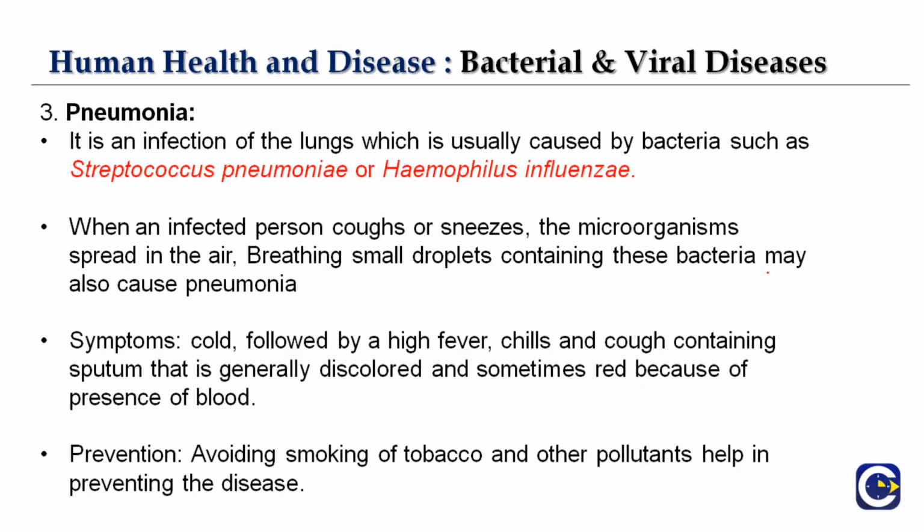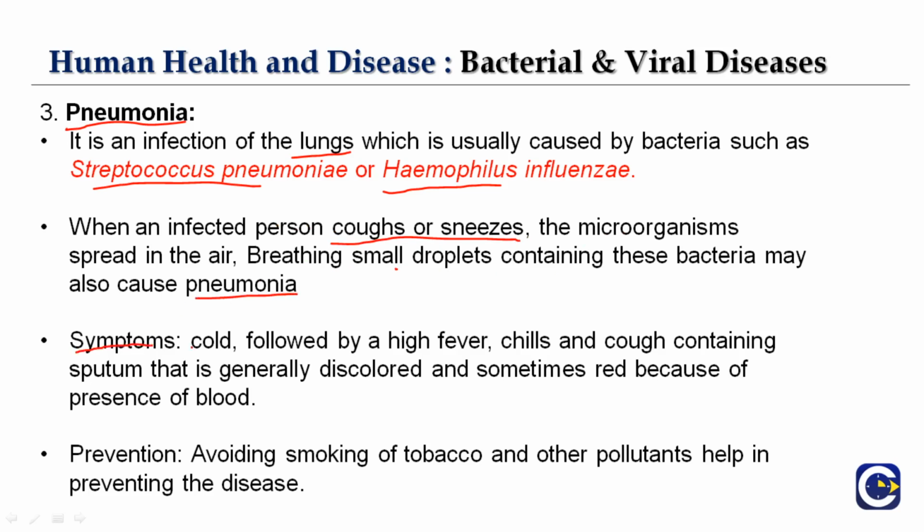Next we are going to see about pneumonia. So pneumonia is an infection. It's an infection of lungs, which is usually caused by a bacteria such as Streptococcus pneumoniae, and you have Haemophilus influenzae. So these are the two organisms which are said to cause pneumonia. So what happens here when an infected person coughs or sneezes? So it's moreover a contagious disease again. The microorganisms spread in air. Breathing those small droplets containing these bacteria may cause pneumonia.